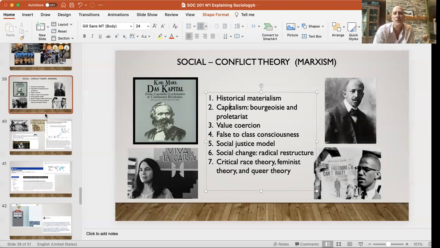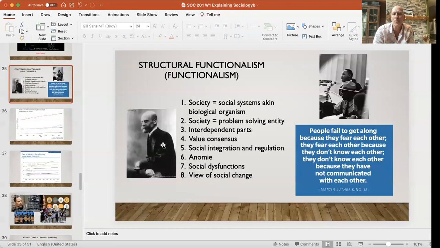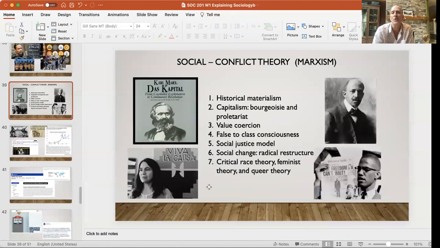For social change, for a functionalist, it was slow, gradual change. For a conflict theory perspective, it's radical restructure. So for example, with the healthcare system, a functionalist viewpoint to bring about change would be healthcare reform. Even the language, right? Reform, slow, gradual change within the existing institutions. From a conflict theory perspective, it raises the question of whether radical restructure is needed.